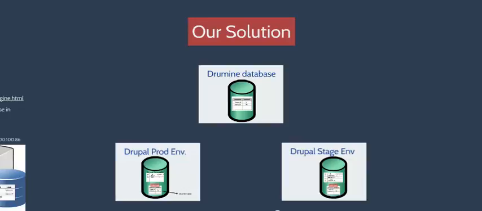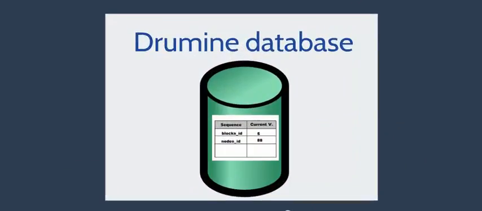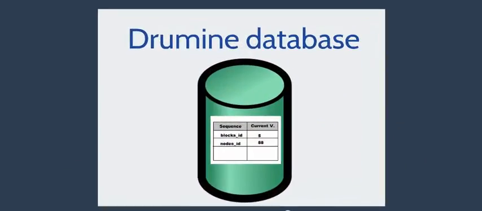Our solution will be the following. If we have two Drupal environments, production and stage, in two servers, we are going to have another database, the Drumine database, in a third server. The Drumine database will have a table in order to store sequence name and sequence current values.